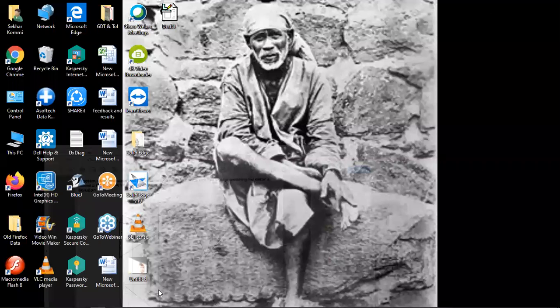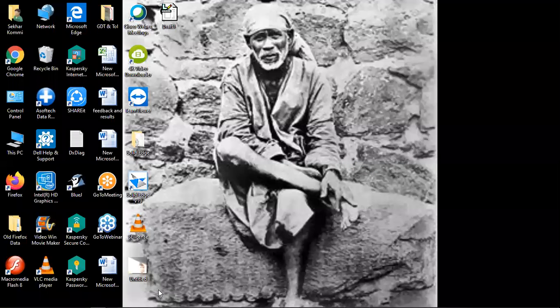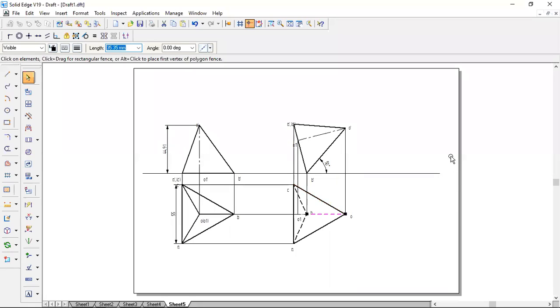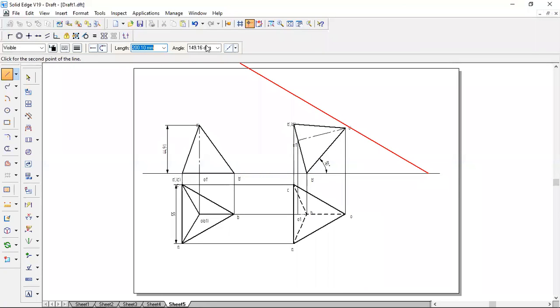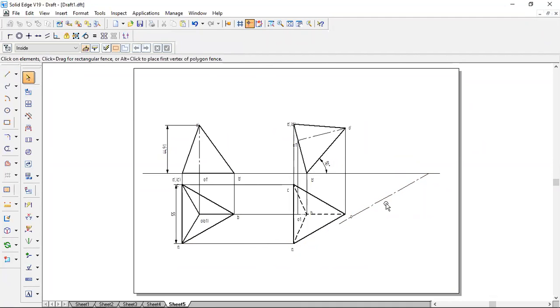So we need to find out the beta angle in this case. The procedure is to be followed, the beta angle procedure which we already studied in the projection of plane. In a similar way here, the 30 degrees is to be shown first. So minus 150. So 30 degrees. This is the 30 degrees line. It should be a construction line, so it is a continuous thin line.